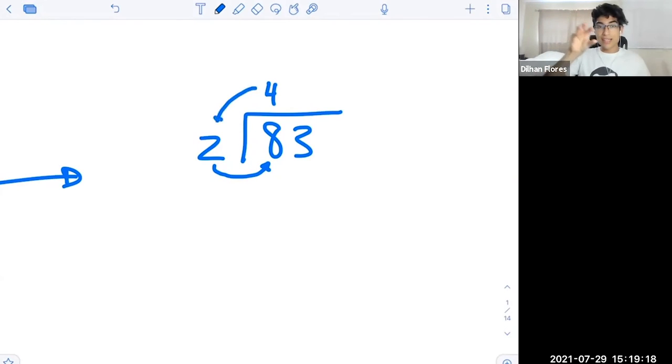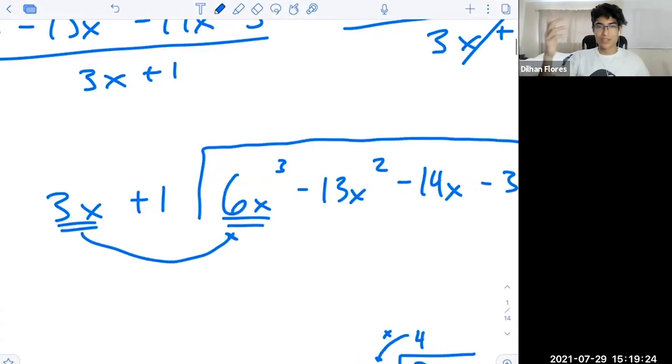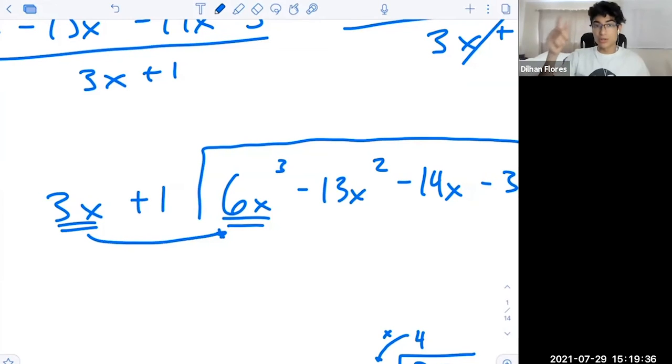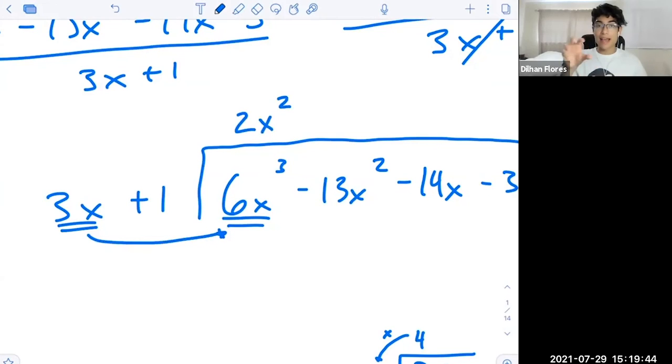So we are getting that term. We want to make it look like whatever you have under that little division sign. So what do we need to do to 3x to get it into 6x cubed? First off, what do we need to do to the 3? Would you have to double it? Yeah, so multiply by 2, right? What about the x? We go from x to x cubed. What do we multiply by? X squared. Exactly. So we need to multiply that first term by 2x squared to get it into 6x cubed.